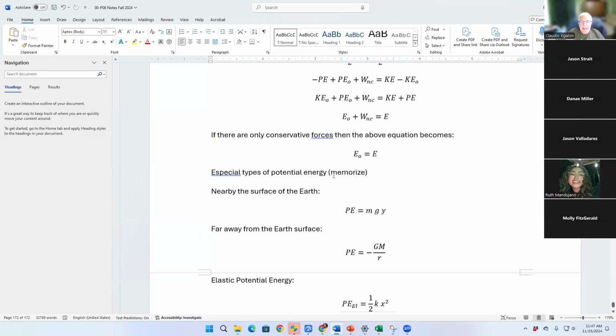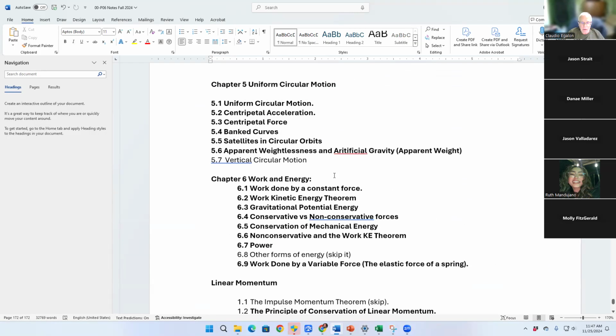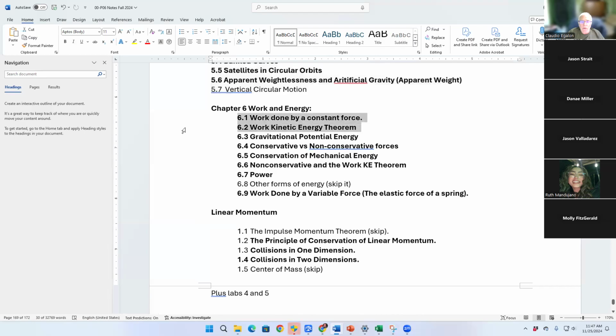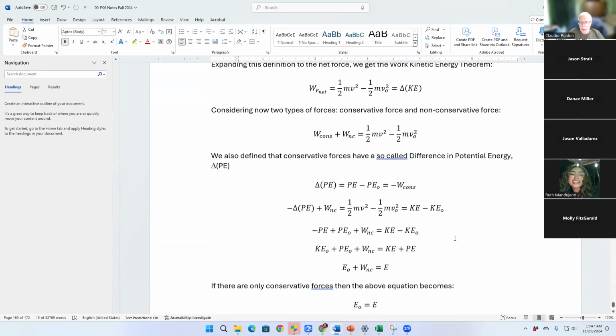Am I forgetting anything else here? Let's see here. Satellite, yeah, I did all of that, right? Work done by constant force, work kinetic energy theorem, gravitational potential energy, conservative versus non-conservative forces, conservation of mechanical energy. Okay. The only thing that's left here is the power, right? Work done by variable force, in the case of elastic force, power.